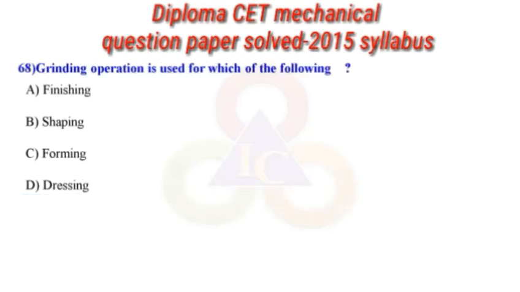68. Grinding operation is used for which of the following? A. Finishing. B. Shaping. C. Forming. D. Dressing. Answer is finishing.